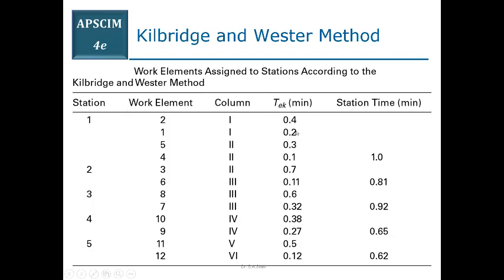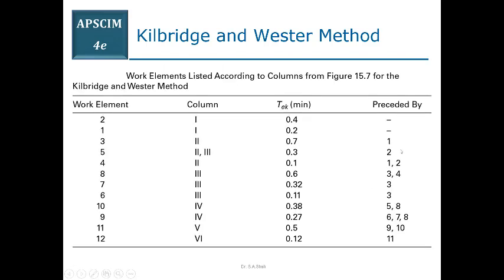for station number 1. So then we can again look for another feasible element, and the methodology remains the same. When you select the feasible element, you have to go back to the top of the table, and for the elements that are not yet assigned, you can look for the feasibility of those as well.